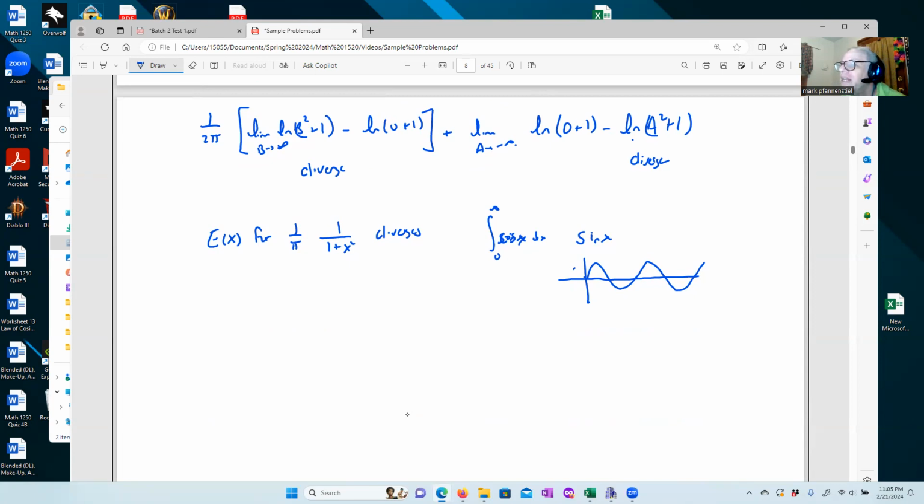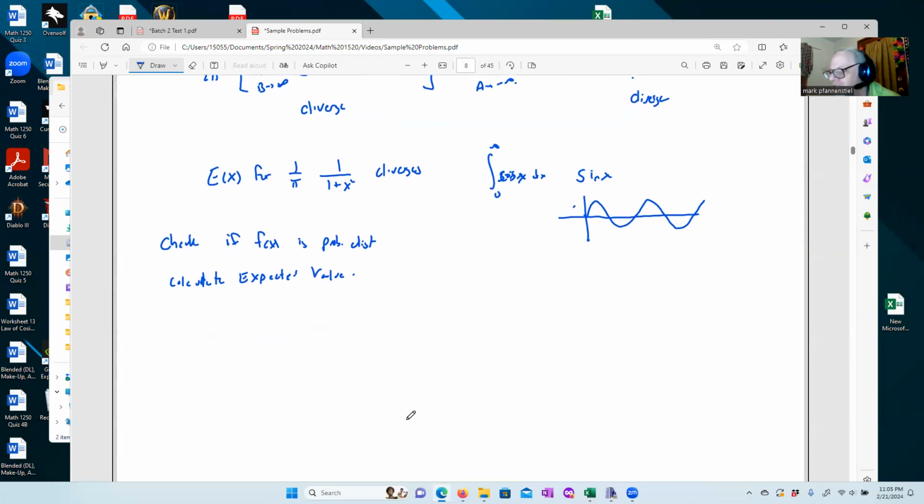So far we have checking to see if a function is a probability distribution, and then we have calculating the expected value. Okay, there's one more calculation we could do, and that's to get the median.